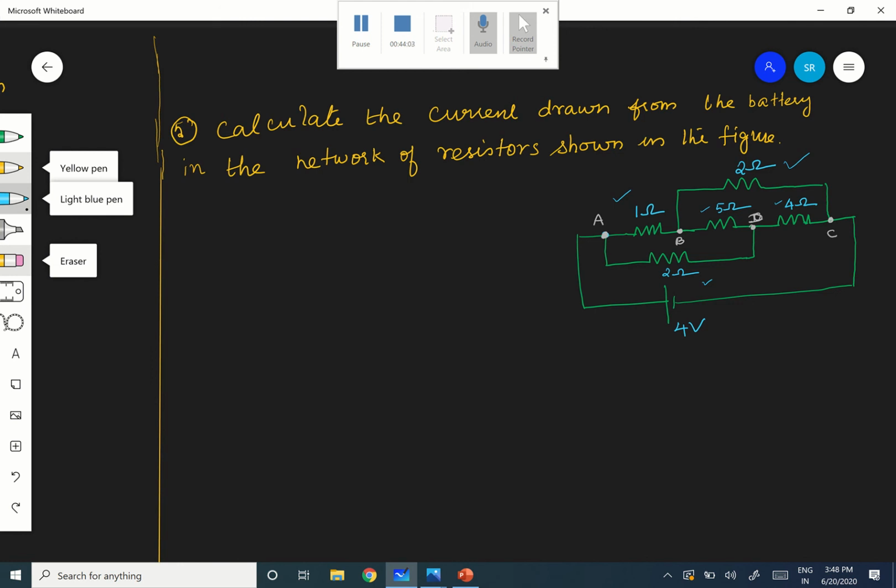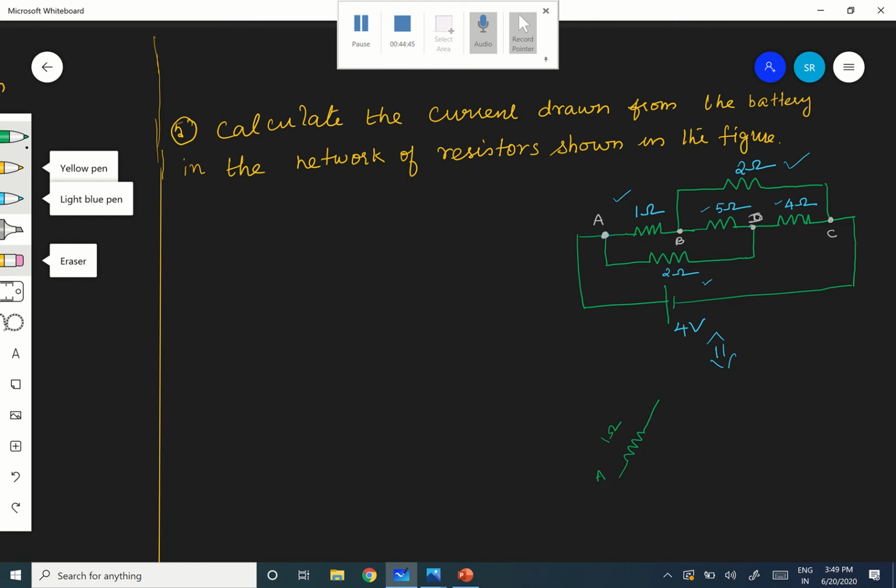Now I think the equivalent circuit of this can be drawn. How? You see, I am going to draw the equivalent circuit. Let me draw it like a Wheatstone bridge. I think it will be simple. I am only changing the shape. A, B, right. That is 1 ohm.